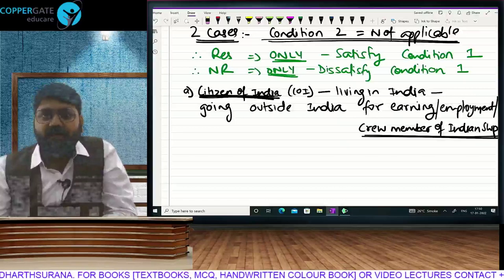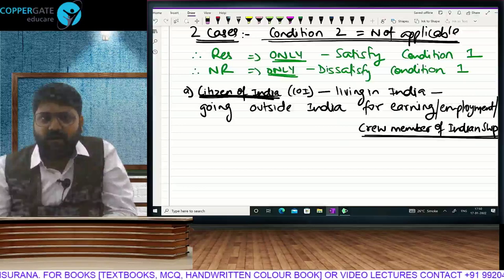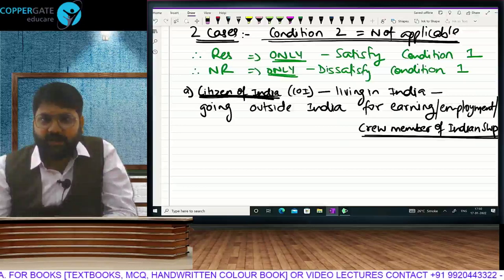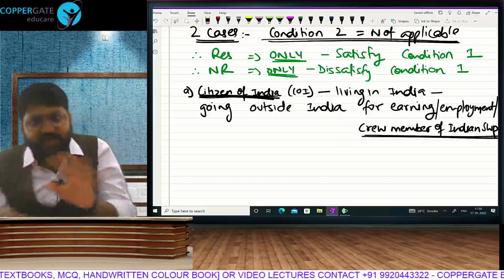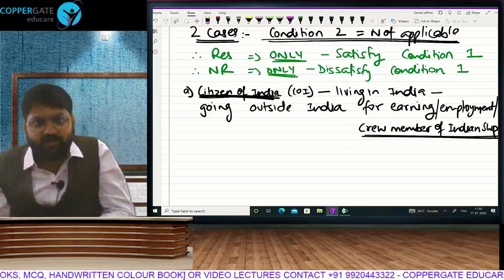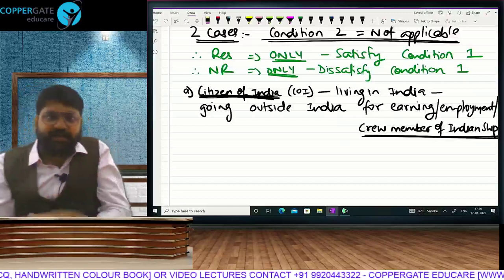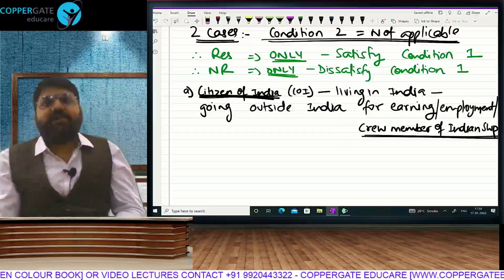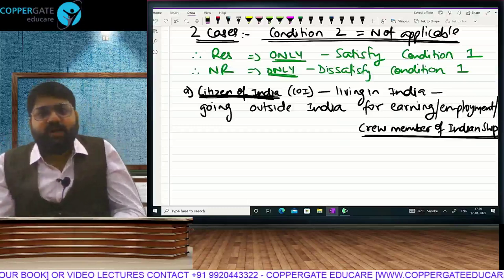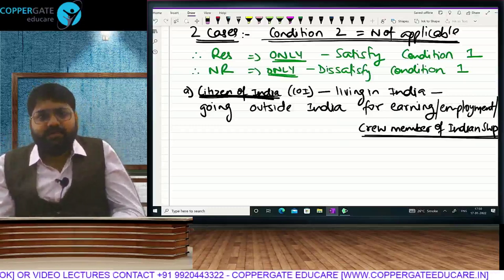The condition of 60 days is not applicable to you. That means, can I say Devika can stay in India for some more time and still she will not become resident? And thus her Dubai income will not be taxable in India? She will become resident only after she touches 182 days.